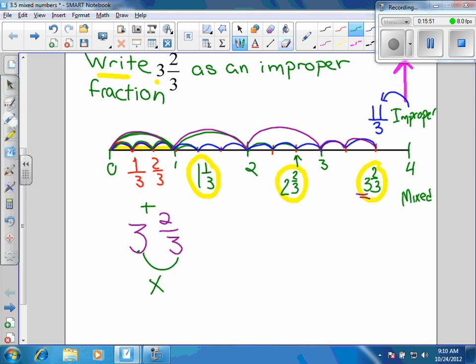So you do 3 times 3, and let's write that here. That gives you a 9, and then you add 2, and that gives you what? 11. So that tells you you have 11 little jumps. So they're 11 of size 1/3. That's the shortcut. So 3 2/3 on the double number line is the same as 11/3. Does that make sense? Now we're going to practice one more time.